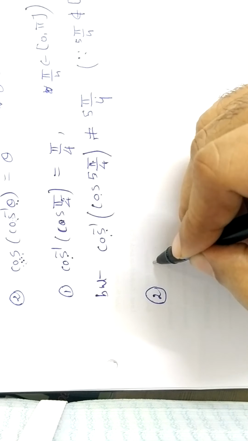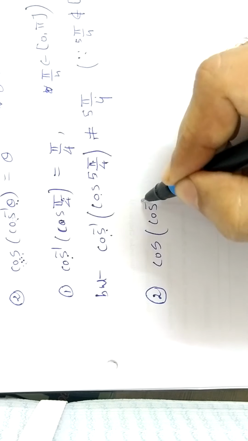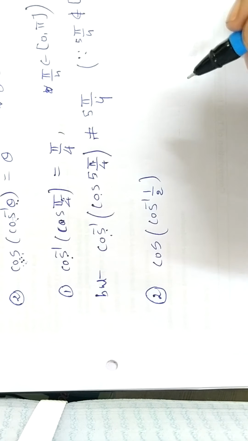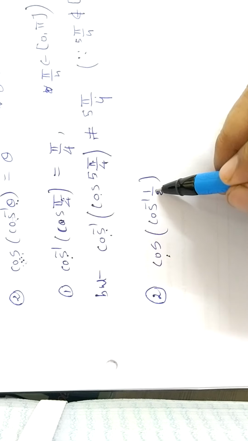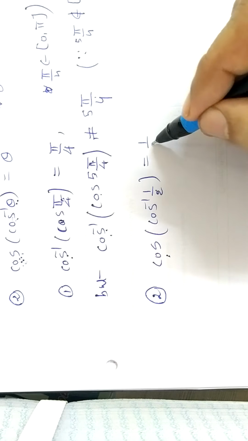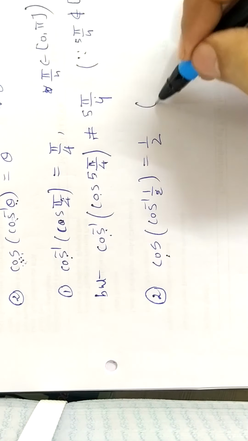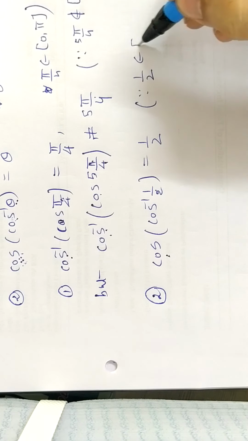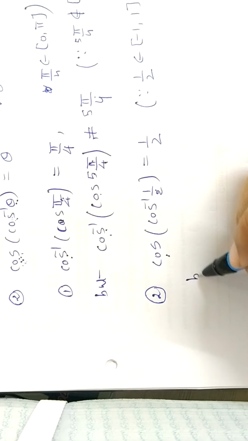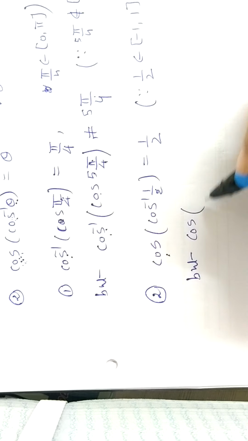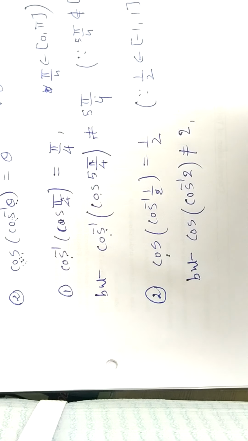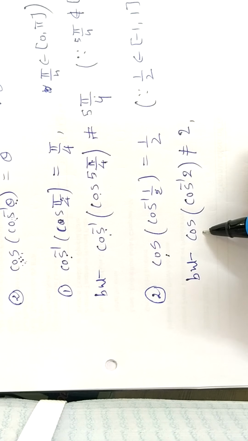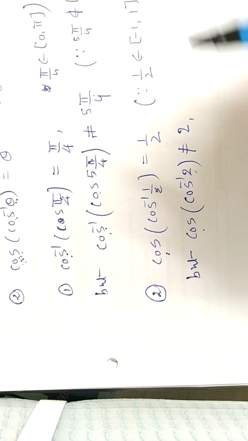Second illustration. This is the composition of cos and cos inverse. Outer function is cos function. The range of cos function is -1 to +1. You can see here 1 by 2 belongs to -1 to +1. So composition is possible. But cos cos inverse 2 is not equal to 2. Why? Because the range of cos function is -1 to +1 and 2 does not belong to -1 to +1.